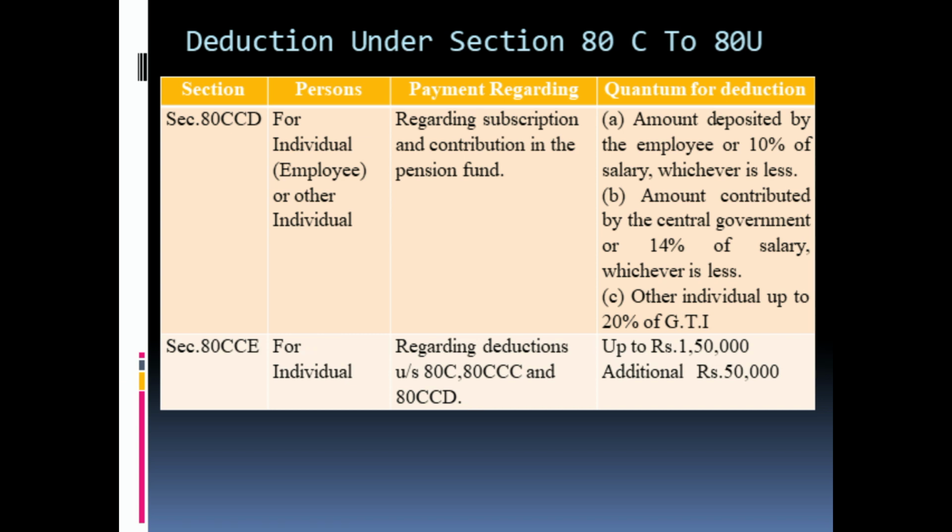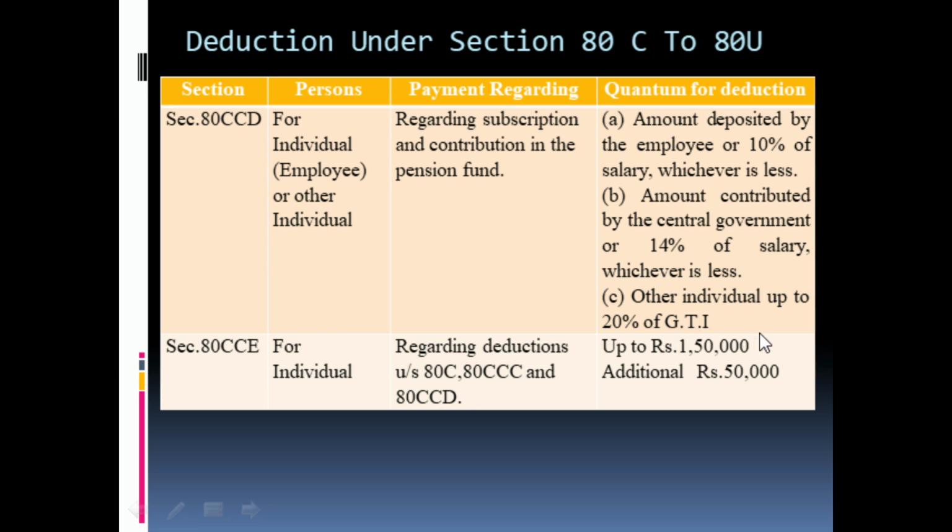Next, deduction under section 80CCD. This is applicable for an individual, employee or other individual, regarding payment of subscription and contribution to pension fund. The qualifying amount of deduction is the amount deposited by the employee or 10% of salary, whichever is less. If the amount is contributed by the central government, that amount or 14% of salary, whichever is less, is the quantum of deduction. In case of other individuals, up to 20% of gross total income is exempted.